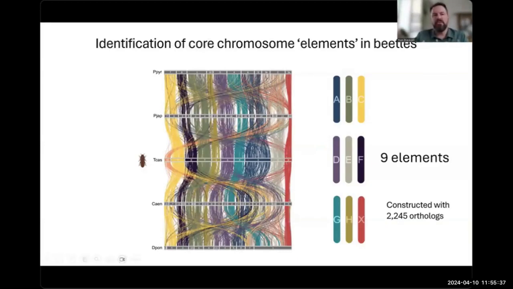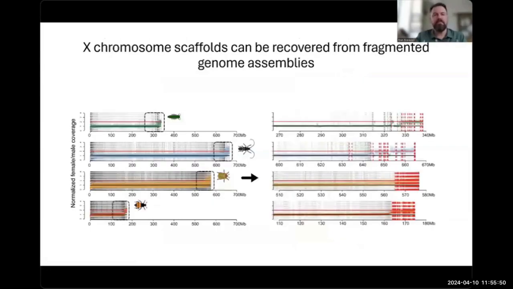So there seems to be this conserved chromosome across beetles, and we see this across all of the different species, and we find what we think are around 9 elements and what looks to be X chromosome conservation across the chromosome level assemblies.